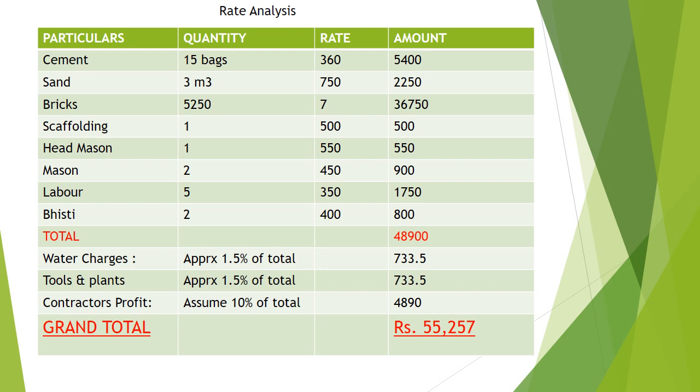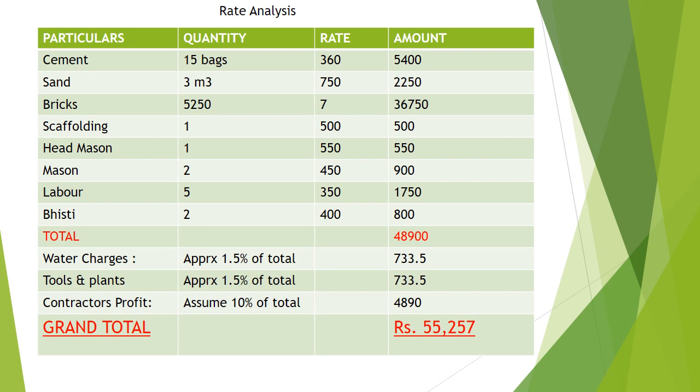Next is the water charges. Again, water is a very precious thing. You need to save it. So the cost is equal to 1.5% of the total amount. Tools and plants: the contractor can use the previous one or buy a new one. Again, we assume 1.5% of the total. Contractor profit, a very important point, which is 10 to 12%. So I have considered 10%. If you don't consider it, you will lose the marks. None of the contractors is going to do the work without his profit.